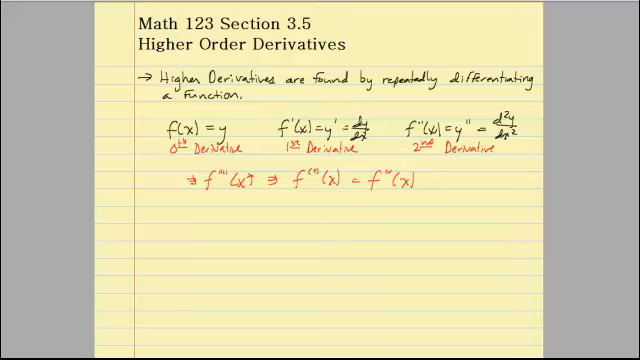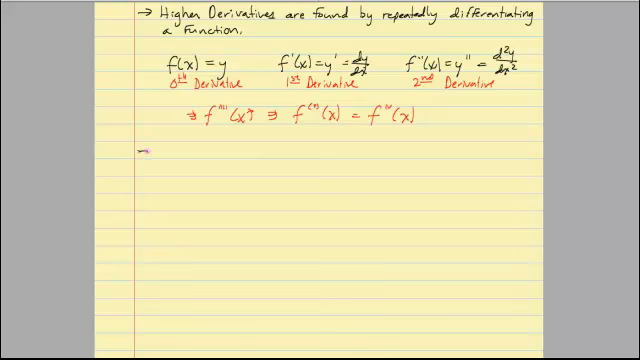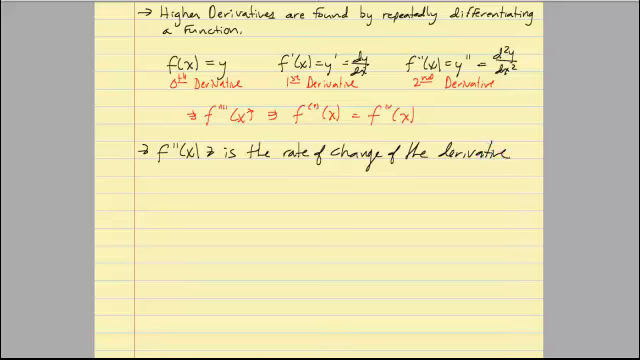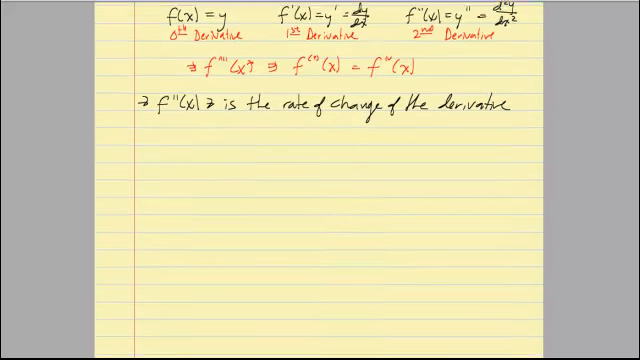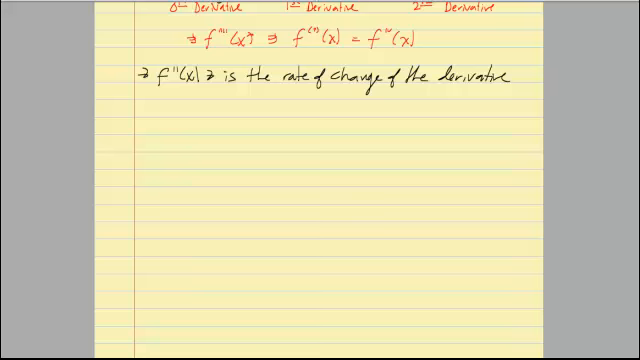Now, what is the meaning of some of these? Well, the first derivative we know is the slope of the tangent line at any point along the graph. The second derivative, which is f double prime of course, is the rate of change of the derivative. So again, the first derivative was the rate of change of the function. The second derivative is the rate of change of the first derivative. So for instance, we could look at some graphs to help explain this.